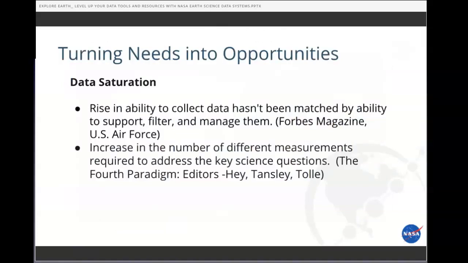As we're looking at this big data situation that we're going to be blessed with in the future, there is something called data saturation. Forbes magazine recently said the rise in ability to collect data has not been matched by the ability to support, filter, and manage them. The U.S. Air Force has actually created a data literacy program for their workforce. Also, there is a rise in the number of different measurements that are going to be available to help answer some of these big science questions, and we need the workforce that is able to work with those.